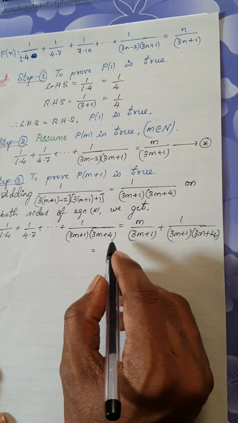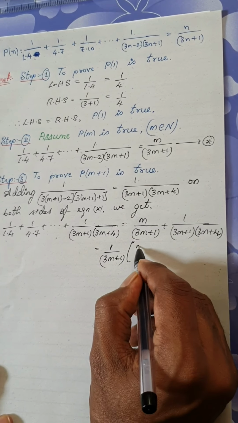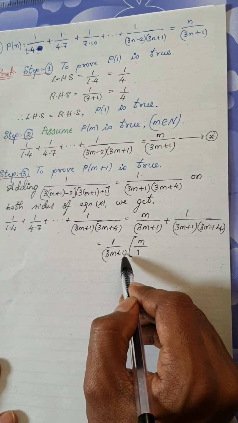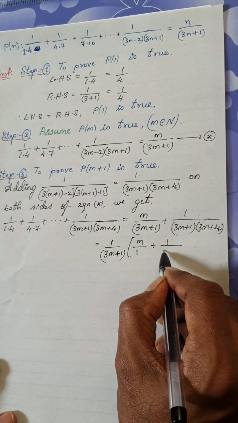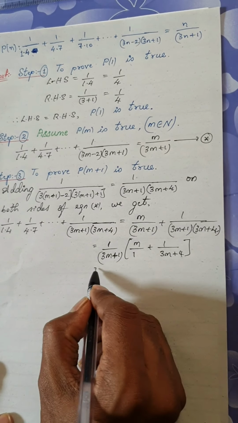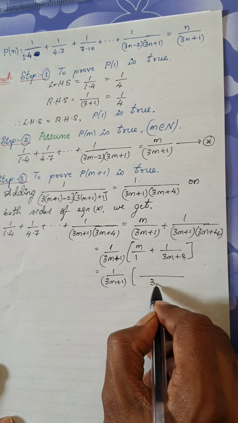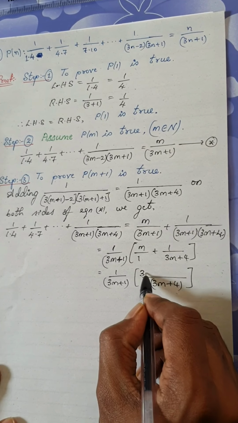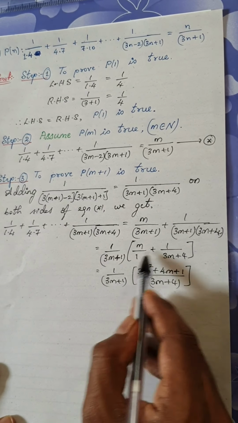So see what happens in both the terms. I have 1 divided by 3m plus 1 as a common term. See what happens. It is m divided by 1, because only m divided by 3m plus 1 is there. 3m plus 1 in the denominator is taken out, so it is m by 1 plus 1 divided by 3m plus 4. Okay, so let us take the LCM. This is nothing but 1 divided by 3m plus 1 into, if you take the LCM, it is 1 into 3m plus 4, which is 3m plus 4. Cross multiply, 3m into m is 3m square, plus 4 into m is 4m, plus 1 into 1 is 1.